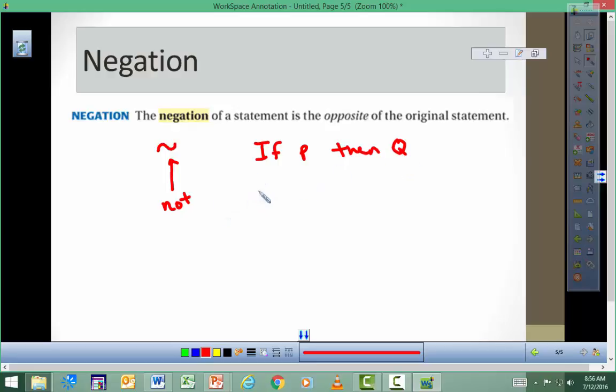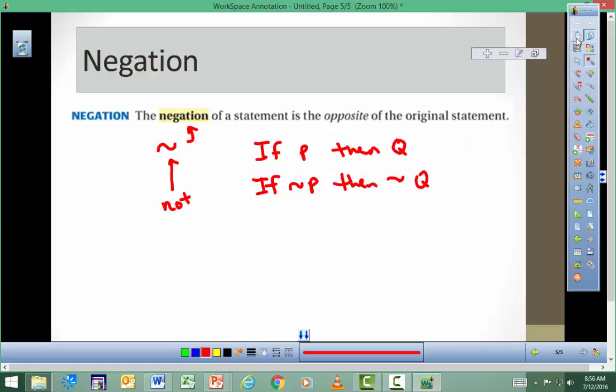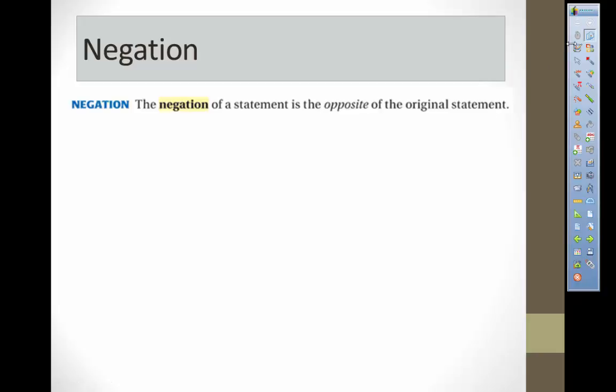So logically what we do sometimes is we say, well, if not P, we use this negation symbol, and sometimes we'll say then not Q. Think of it as like the negative sign. But anyhow, that's the symbol we use for negation, and I'll show you more of this later on. Okay, so let's continue. It's pretty easy to write a negation. Sometimes you just add in the word not.